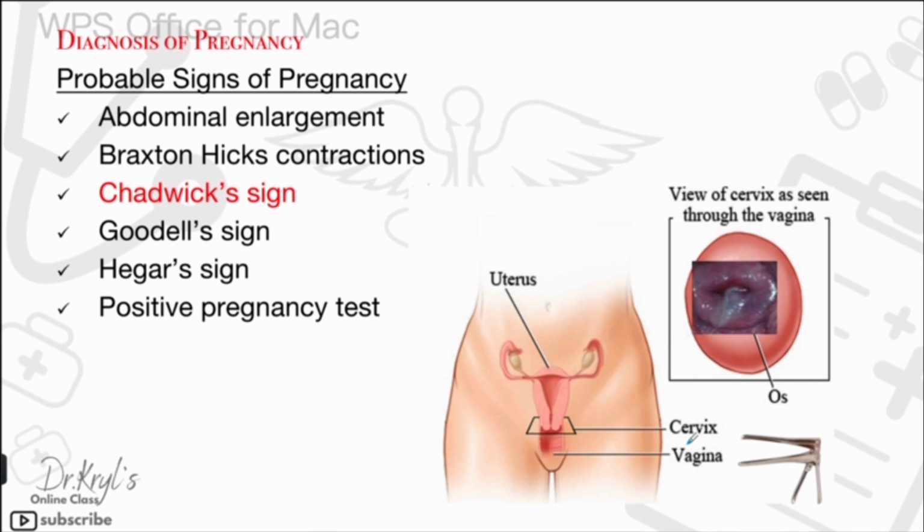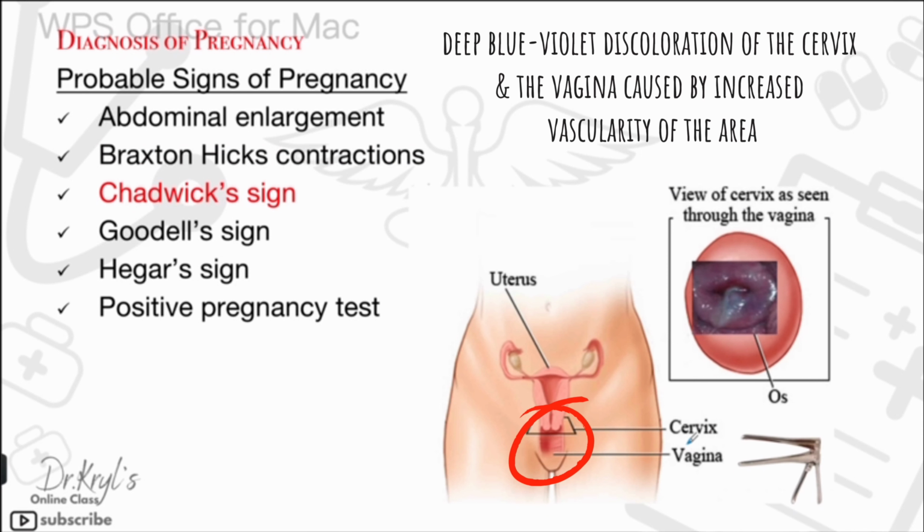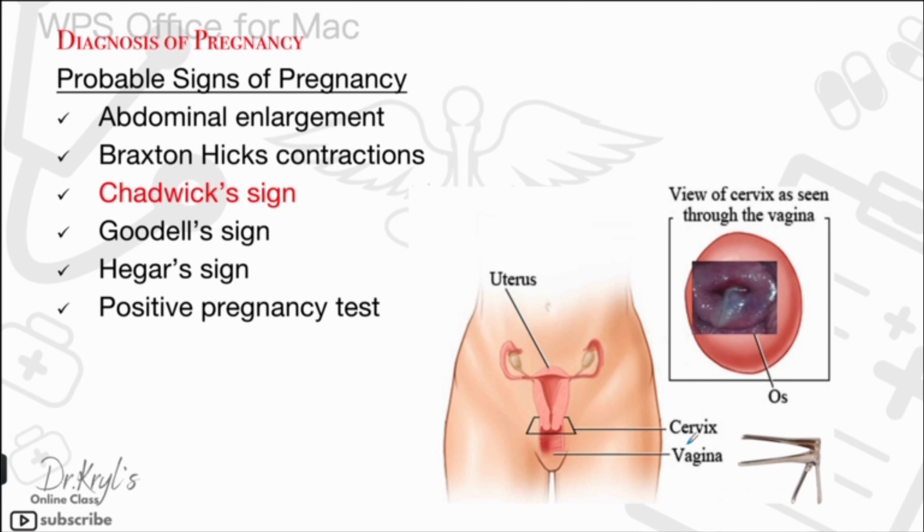Okay. Then Chadwick's sign. In Chadwick's sign, there is discoloration of the cervix and the vagina into a deep blue-violet color caused by increased vascularity of the area. Okay. And this sign is a non-specific or early sign of pregnancy that is typically characterized by a bluish discoloration that includes the vulva. Okay. And of course, this can typically be observed as early as 6 to 8 weeks after conception and commonly disappears shortly after birth.